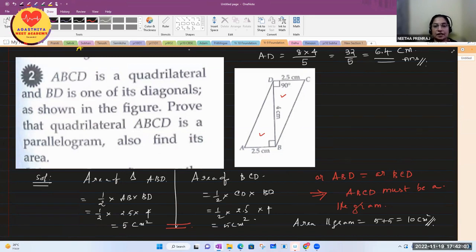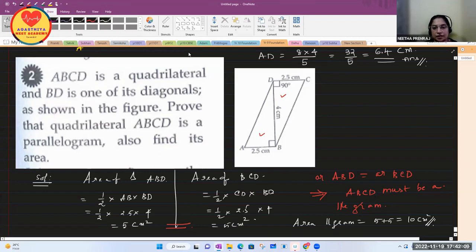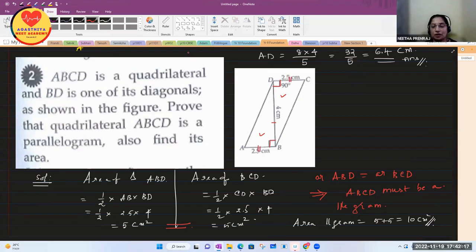See, this is 90 degree. This is 90 degree. This is also 90 degree. This is also 90 degree. This is common. And this is also common. This is equal. So by side angle side, isn't it? You can prove that way also. Okay. You can write other way.